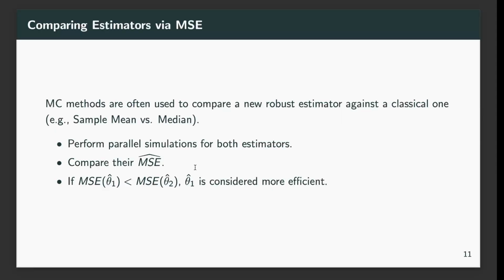If the MSE of theta hat 1 is less than the MSE of theta hat 2, then we would say that theta hat 1 is more efficient, and it is a better estimator in the MSE sense. The efficiency of estimator 1 relative to estimator 2 is given by the ratio of the MSE of theta hat 2 over the MSE of theta hat 1.